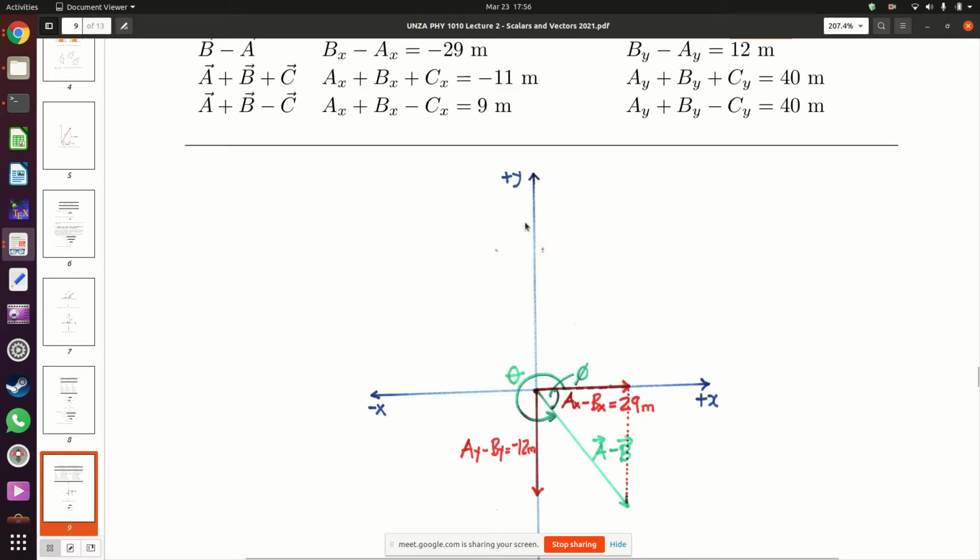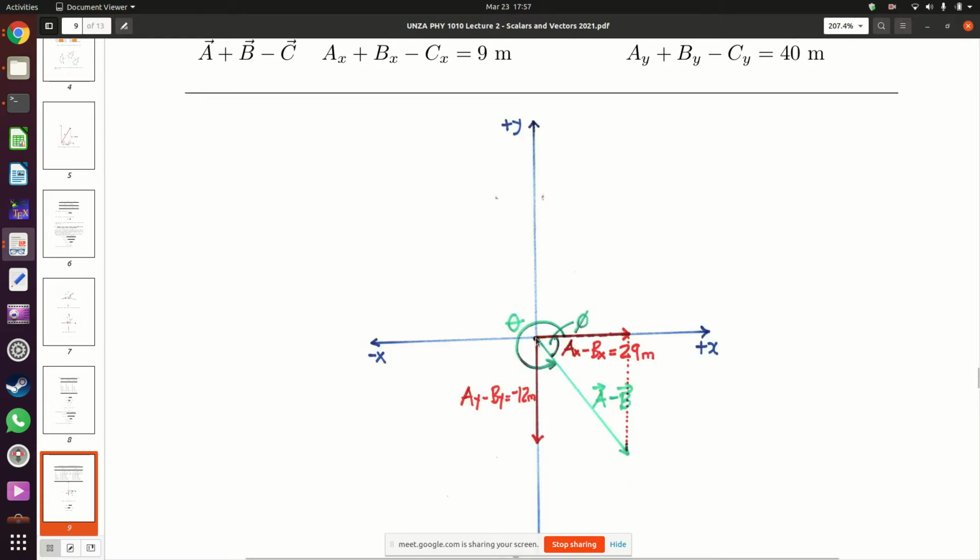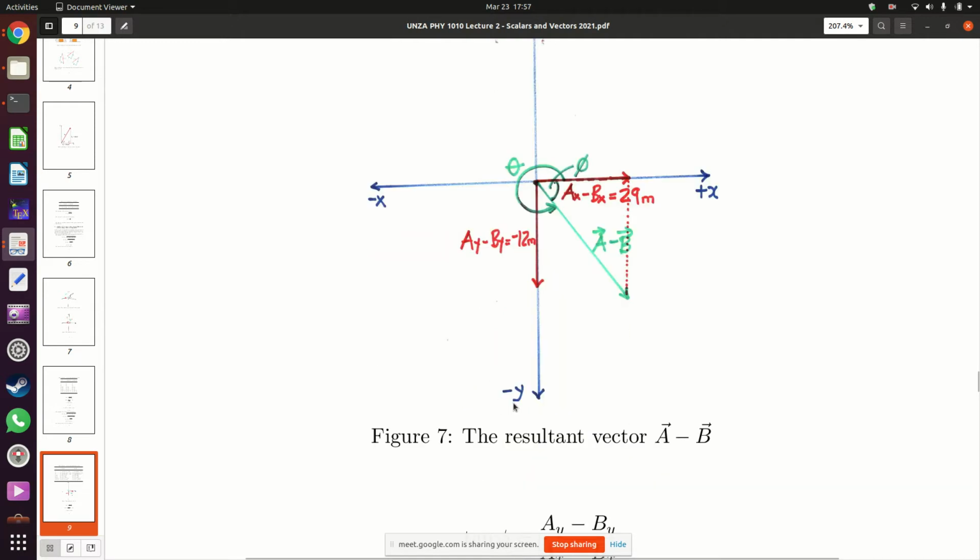Here it is. So A minus B, AX minus BX, along the x-axis, this line is 29 meters. Then along the y-axis, A minus B is minus 12 meters, so it's pointing down like this, in the negative y direction. So this is how you plot your components. If it's positive, you draw it along the positive part of the xy plane and you give it a size. If it's negative, like in this case, you make it point in the negative direction and you give it a size. We do the same thing we did earlier, okay?